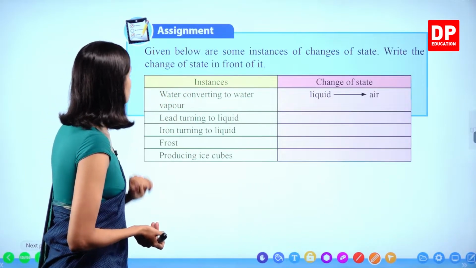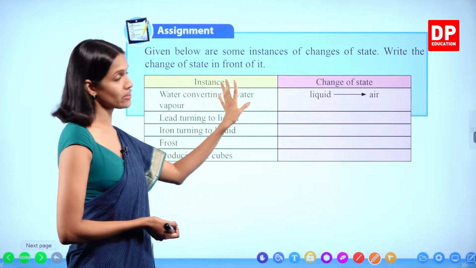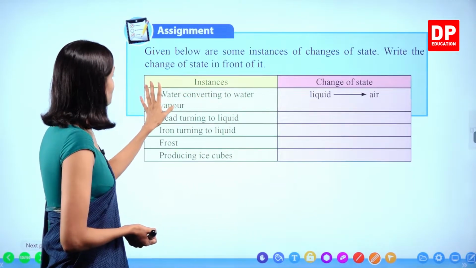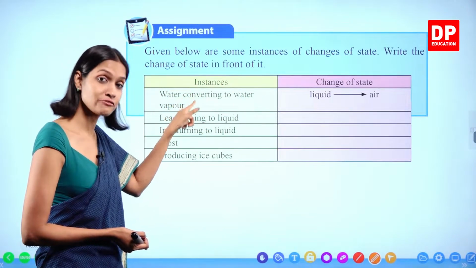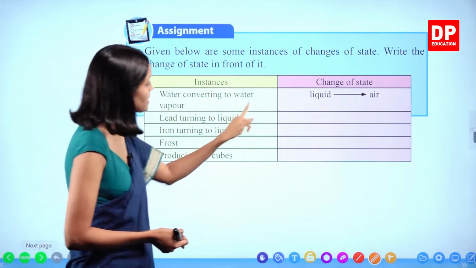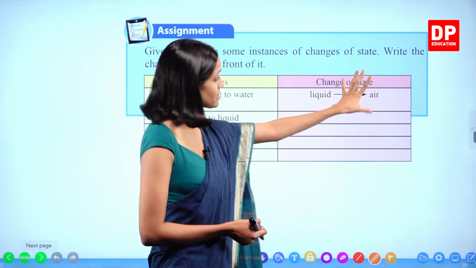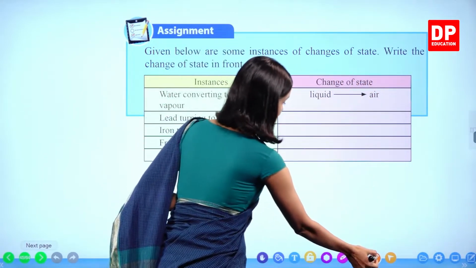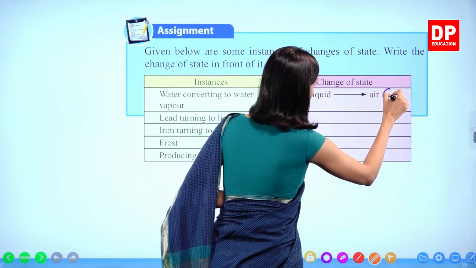Okay. Look at the first one, it's already done here. Water converts into water vapor. We already discussed this. When water converts into water vapor, water means the liquid state. Water vapor means the gaseous state of water. Right, here liquid into air. Air means the gaseous state. We'll write that one as well. Gas.